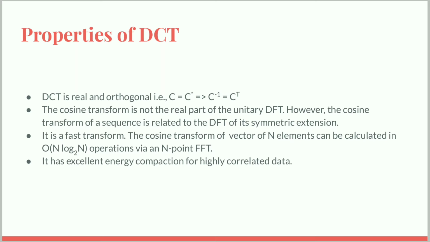It is a fast transform, which means that there are algorithms present for fast implementation of DCT. Cosine transform of a vector of n elements can be calculated in big O of n log n to the base 2 operations via an n-point FFT. It has excellent energy compaction for highly correlated data.